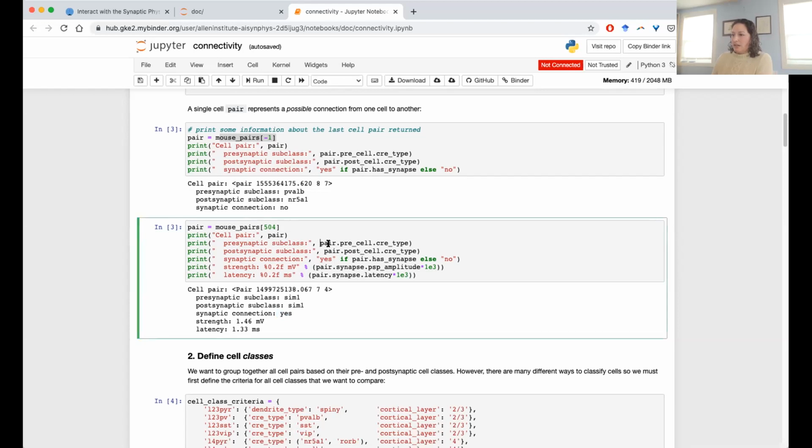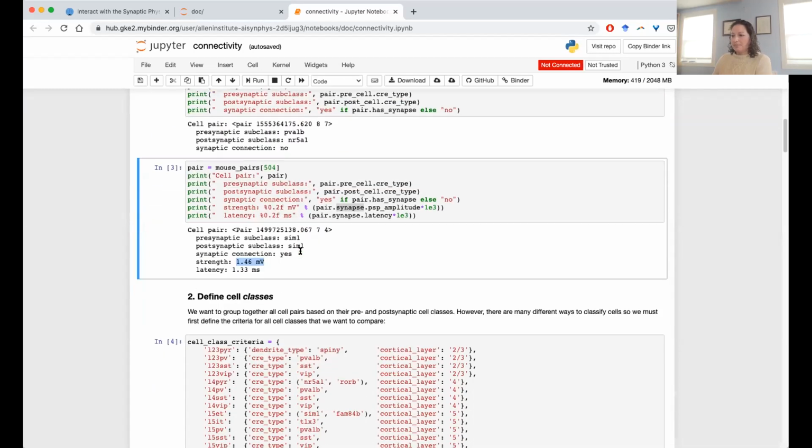And so you can see in these lines up here that the pair object has many different attributes. It has its pre-cell and its post-cell, but also has this synapse attribute if a synapse was detected. And then that comes along with many metrics describing that synapse, such as the amplitude or the latency. And so we can see that this connection was quite strong, 1.5 millivolts almost, and the latency to the onset of the EPSP was 1.3 milliseconds. There are many other attributes of the pair and the synapse that you can explore by looking at our documentation, which is linked off of our website.